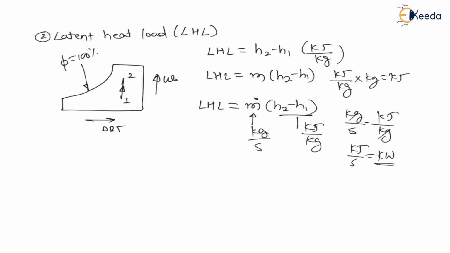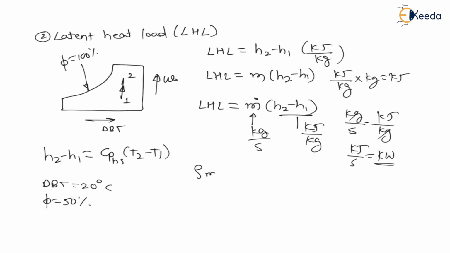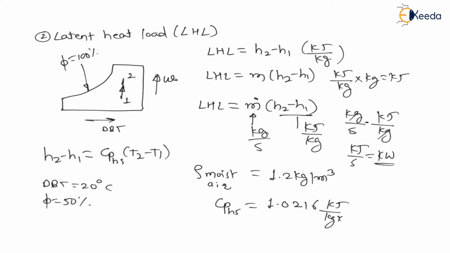And my dear students, we already discussed that for this h2 minus h1, because the air is humid, we have to consider humid specific heat at constant pressure, CPHS, into T2 minus T1. This is how we can calculate. And my dear students, whenever the dry bulb temperature is 20 degree Celsius and the relative humidity is 50%, then the density of moisture is taken as 1.2 kg per meter cube, and the humid specific heat at constant pressure, CPHS, is taken as 1.0216 kilojoule per kg Kelvin.